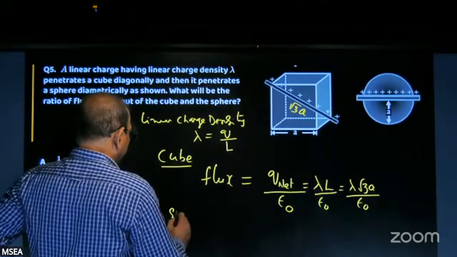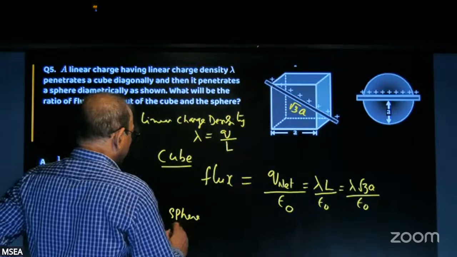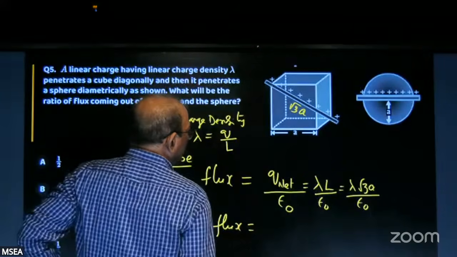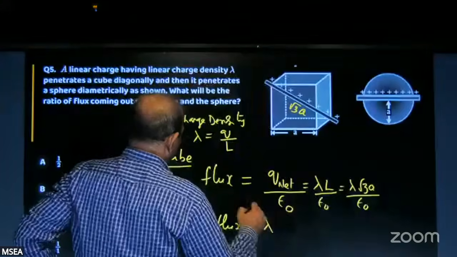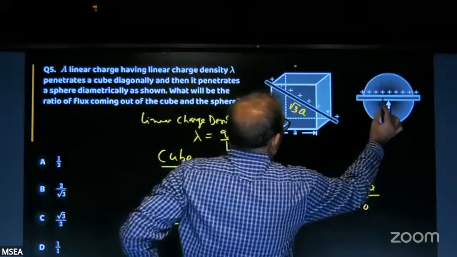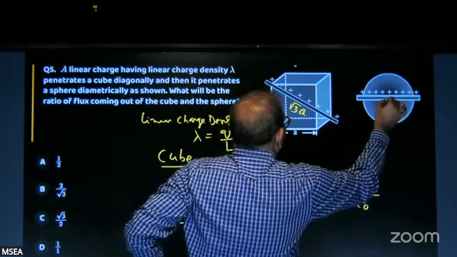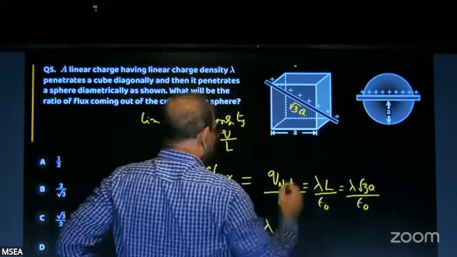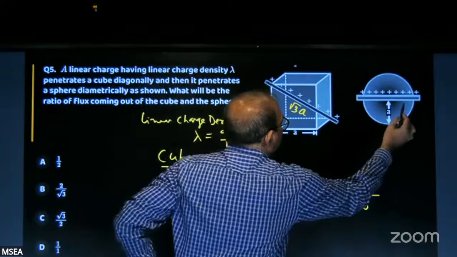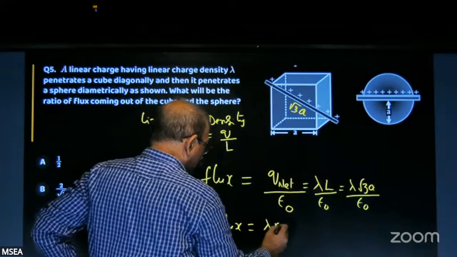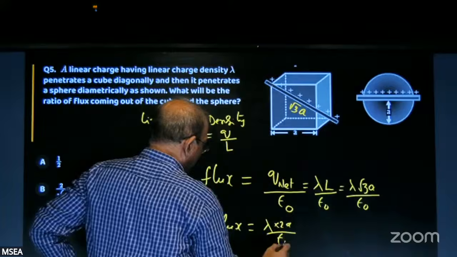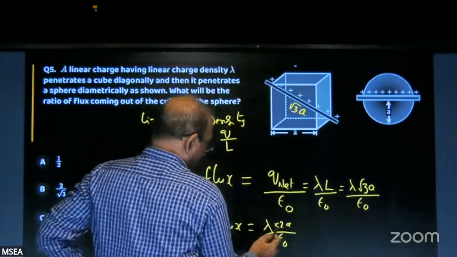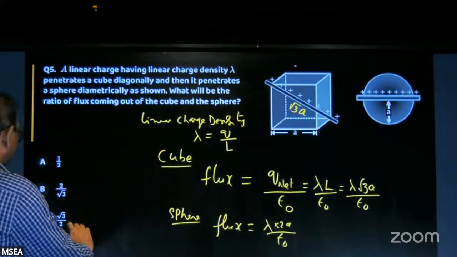And then I am taking the other closed surface, the sphere. What is flux through this? Lambda into the length of the portion of wire which is present inside this. How much length is inside this? That length is nothing but the diameter. Radius A given, diameter 2A, by epsilon naught. Ratio of these two is asked: root 3 by 2. Third option.